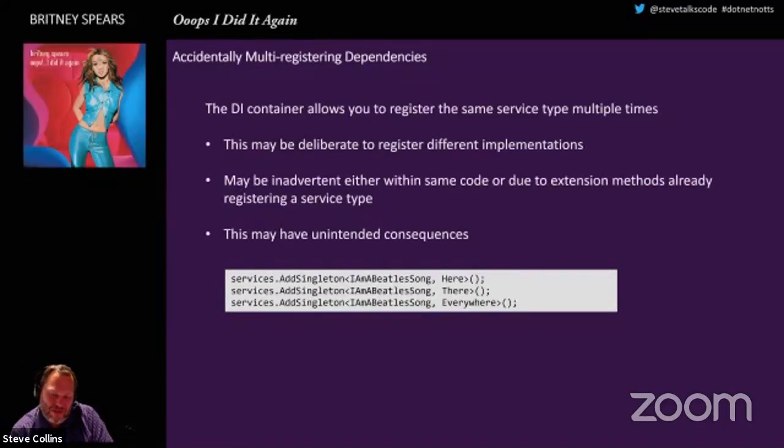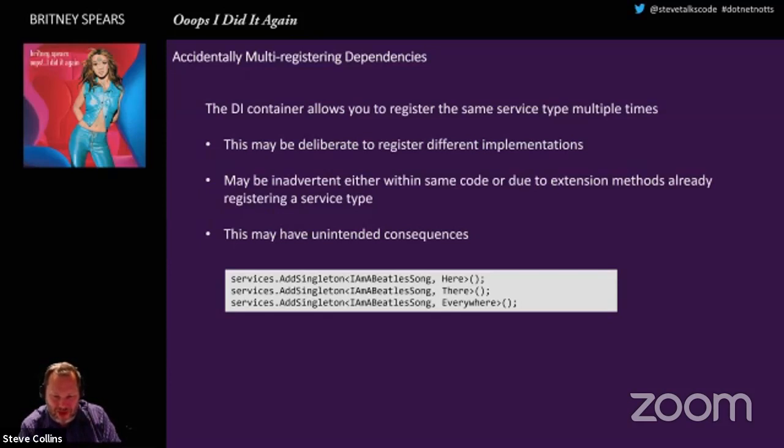Now we've got past the whole disposable stuff, and we're on to the common mistakes and patterns that you should be doing with your container. The DI container allows you to register the same service type multiple times. This may be deliberate and it may be inadvertent, but it does come with consequences.